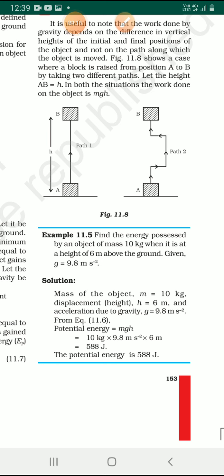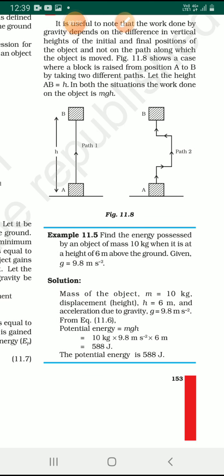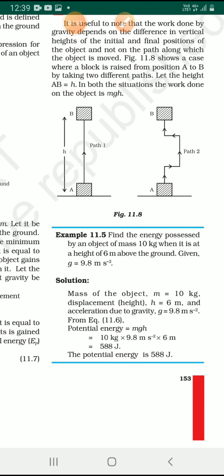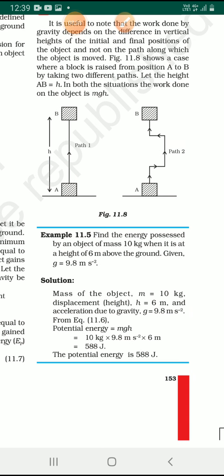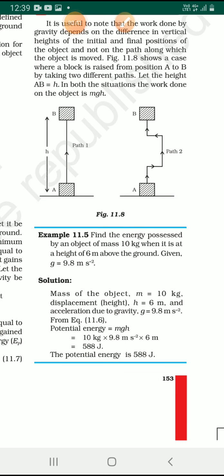Dear children, as you know, in the previous class we discussed potential energy and the formula for potential energy, which is PE is equal to mgh. M is mass, g is gravitation, and h is height. Since I have covered this chapter, but due to some technical problems the audio failed, I'm covering it again, so don't worry about that. Let's see very carefully.